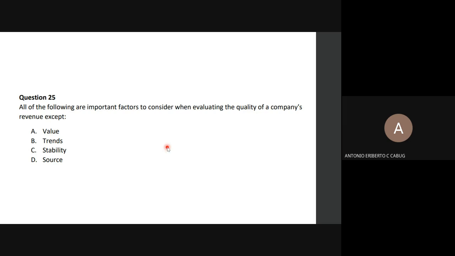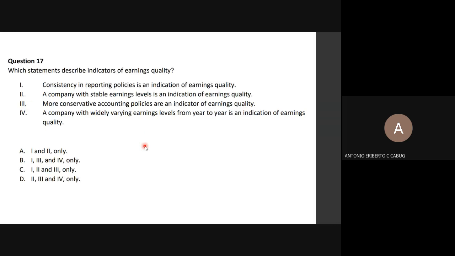All of the following are important factors to consider when evaluating the quality of a company's revenue except. We look at source, stability, and trends. I did not mention value. That's not a related concept. I never mentioned that. A is the correct answer because that's not one of them. It's the exception.